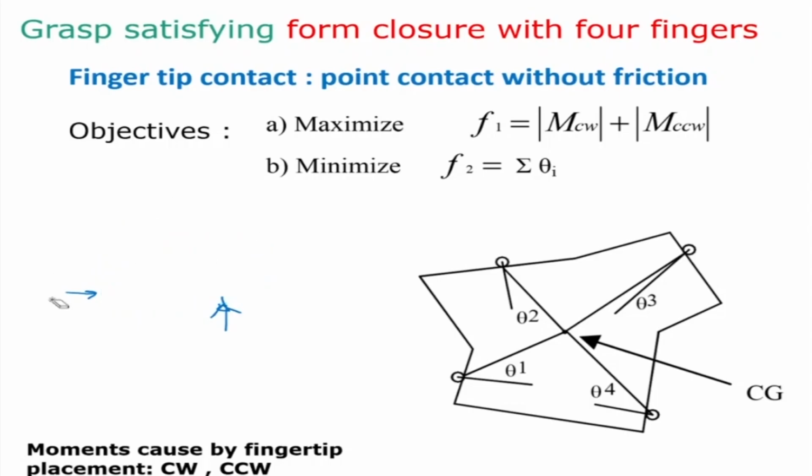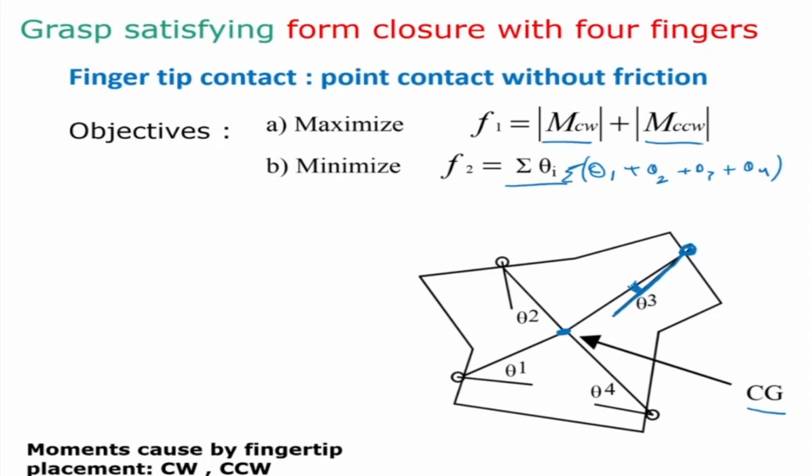So we are going to place our fingers such that the clockwise and anti-clockwise moments balance each other, or we are going to maximize this. Second, we are going to minimize the angle at the center. What is theta? Theta is the angle subtended at the center. If this is the CG of the object, then this is the angle. If I place a finger here, this is the surface normal. So whatever that angle is, theta 1, theta 3 in this case, I'm going to try and minimize the sigma of it. In this case, it will be minimization of theta 1 plus theta 2 plus theta 3 plus theta 4. That is what we are going to minimize here.